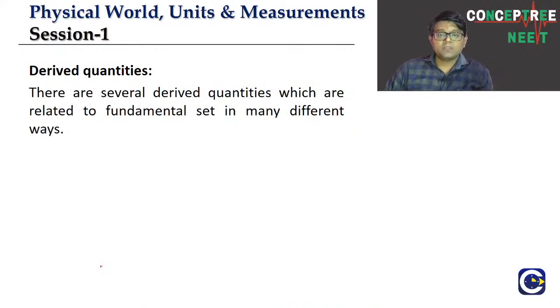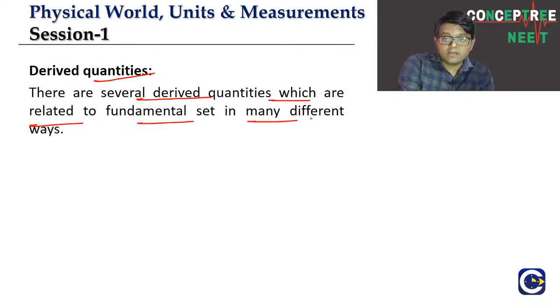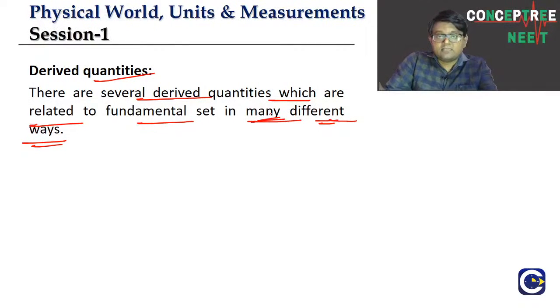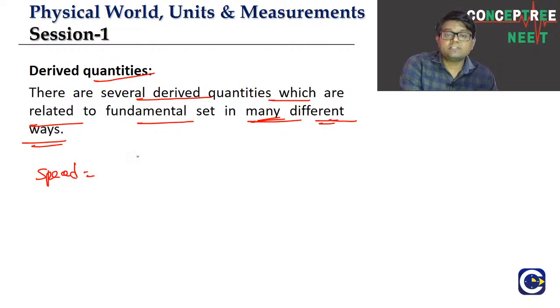Now if you look at the derived quantities, there will be several derived quantities which are related to the fundamental set in different ways. Read this carefully. Each of them will be related to the fundamental set, and each in a different manner. Say for example, we already looked at speed. Speed means what? Distance by time.